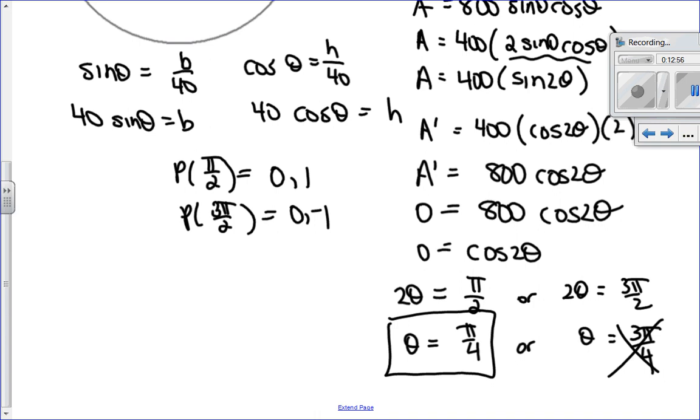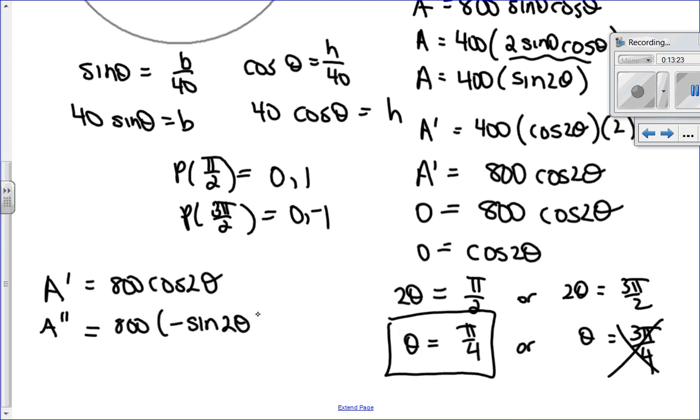On the last example, I used the first derivative test, so I'd like to use the second derivative test so you see another way you can verify. So looking at our first derivative, it's 800 cos of 2 theta. So let's look at my second derivative. Taking the second derivative, it's 800, and then the derivative of cosine is negative sine, so negative sine of 2 theta, and the derivative of 2 theta is 2. So altogether, this will be 1600, negative 1600 rather, sine of 2 theta.